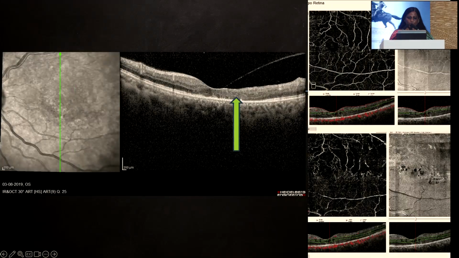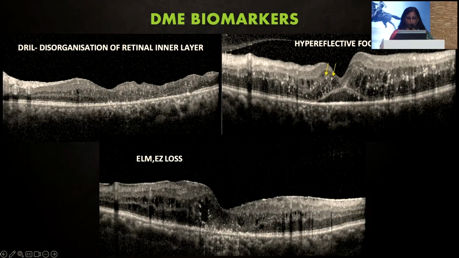Drill is disorganization of inner retinal layers. You can see on one side, you can make out the retinal layers very clearly, whereas on this side, you cannot really make that out very clearly. So that is indicative of ischemia and also poorer outcomes.